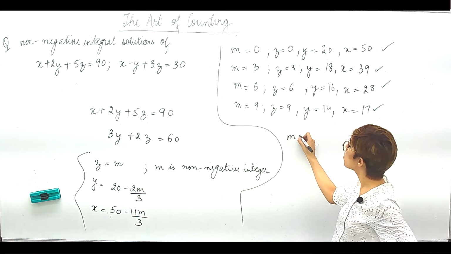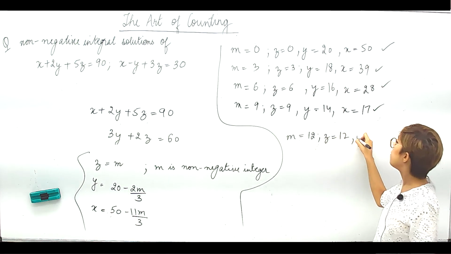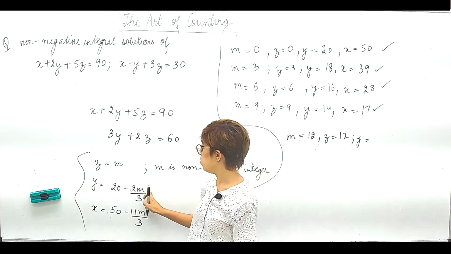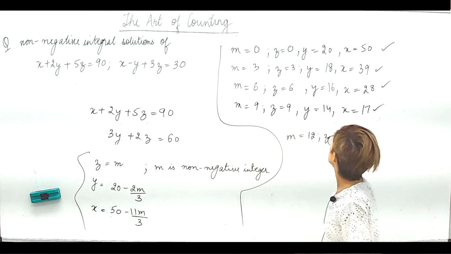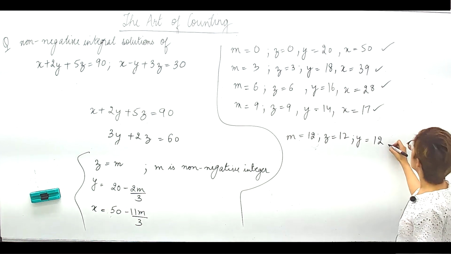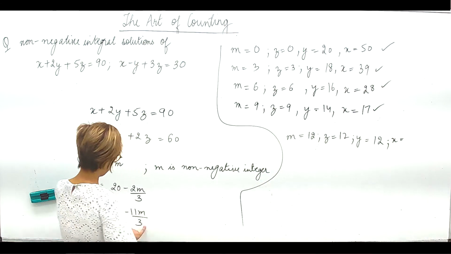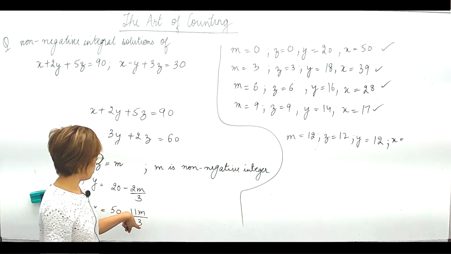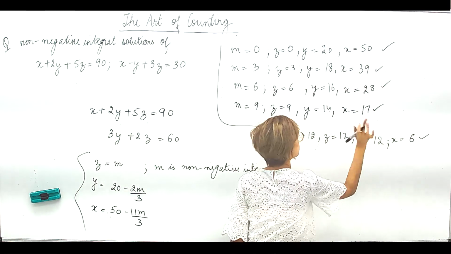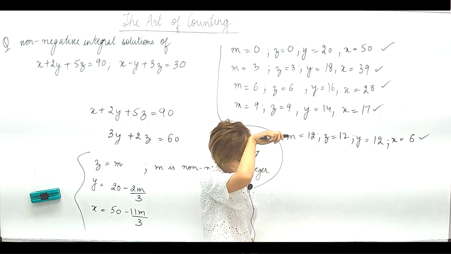Another one. So m is equal to 12 now. So let's see. Z is equal to 12 and y is equal to what? Now this is 12, so this is 4. So 20 minus 8, that is 12, right? Okay. And x equal to what? Let's see. Now m is 12, this is 4. So 50 minus 44, that is 6. Right? This is also integer, integer, integer. Great. That was non-negative integer, obviously. I mean that only. Right.